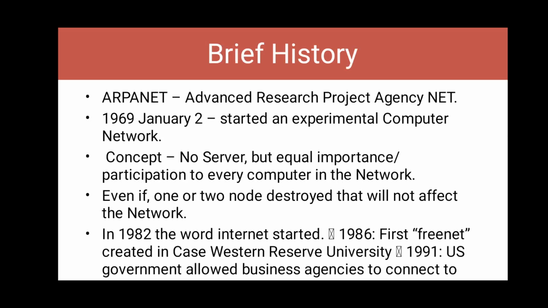So let's see a brief history of the internet. The internet was first introduced in the form of ARPANET by the United States Department of Defense. Its full form is Advanced Research Projects Agency Network. In January 1969 it started as an experimental computer network. The concept was that there was no central server, but equally important participation of every computer in the network, and even if one or two nodes were destroyed, it wouldn't affect the total network of computers.